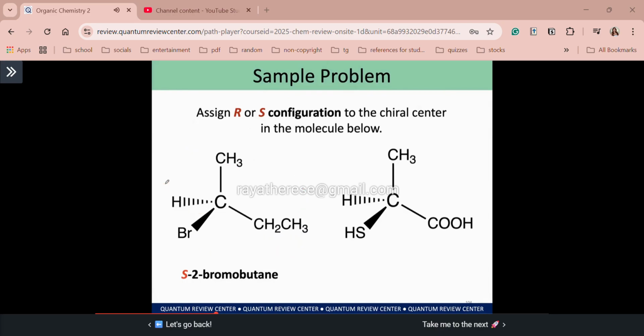But if there are instances na your H carries the wedge structure instead of the dash, you will reverse the rotation. So instead of S, it will become R, again kapag nasa unahan si H, or if this is your wedge structure like this one. Alright? So again, you will reverse the rotation. So eventually, it will carry the S configuration. But for our example, it's behind our page.